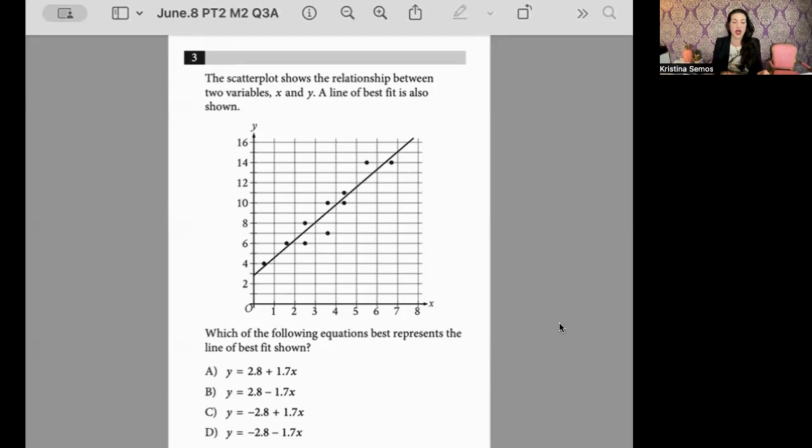Okay, so I'm going to give you a sample question so you can try it out. And remember, answers are at the end of the video. Okay, so here we go. A scatter plot shows the relationship between two variables, x and y. A line of best fit is also shown. Which of the following equations best represents the line of best fit shown? Remember, they asked for the line, not the dots. Okay, so pause, answer the question. We'll come back and I'll give you answers at the end.